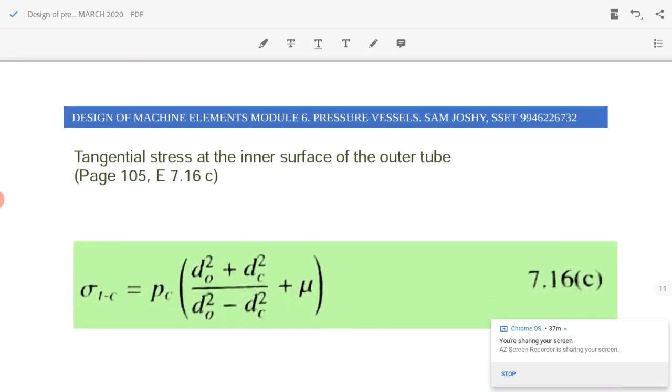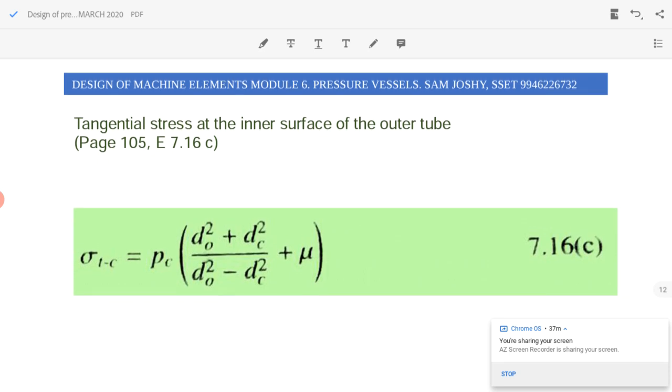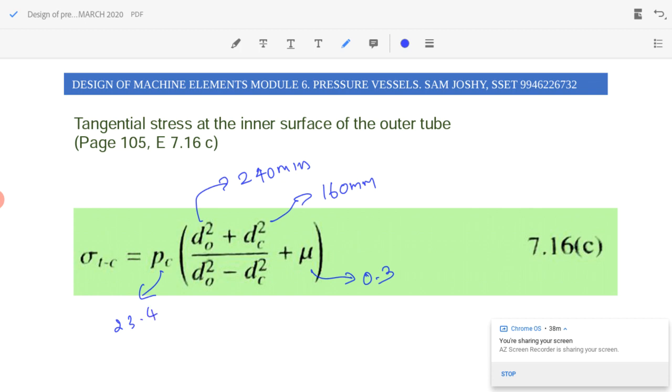In addition, we have to find the tangential stress at the inner surface. We have a similar equation. The only thing is that we have to substitute the value of DO equal to 240 mm. DC is the contact surface diameter, 160 mm, and mu we have assumed as 0.3, and PC equal to 23.4 Newton per mm square. After substitution, I will get sigma T equal to a higher value, 67.86 Newton per mm square.